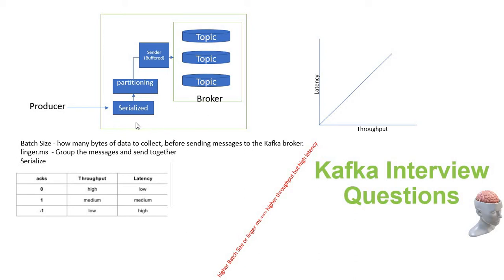Apart from batch size and linger.ms, what are the other things we can do to improve the performance? The other parameter we can think about is serialization. Having a very good serialization in place to send the data over the network. It is always recommended to serialize the data before sending it over the network.